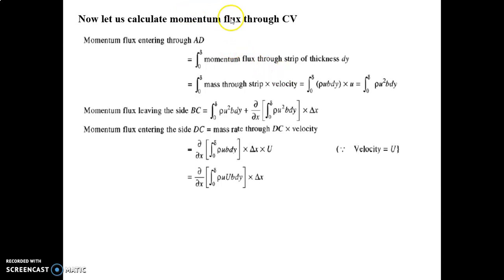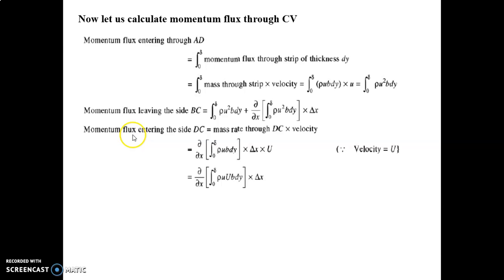We found the mass flow through AD equals the integration from 0 to delta of rho u b dy. Now multiplying with the boundary velocity small u, that equals the integration from 0 to delta of rho u square b dy. The momentum flux leaving the side BC is the integration from 0 to delta of rho u square b dy plus del upon del x of the integration from 0 to delta of rho u square b dy, again multiplied with small u, into delta x.